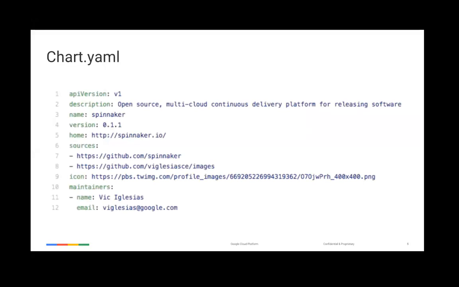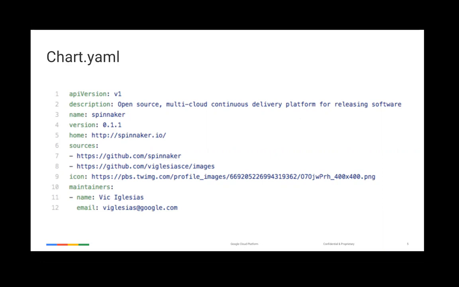So the chart structure, we have the chart YAML, the values file, a README, requirements, and then templates. So we'll go through these in turn. So the chart YAML, we've got all the metadata about what your chart is, where it comes from, the version, who maintains it, and an icon that we want to use for the kubeapps.com website, which we'll look at in a second.